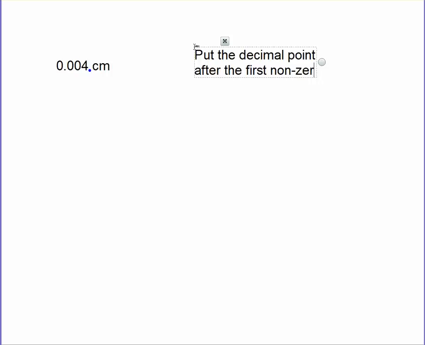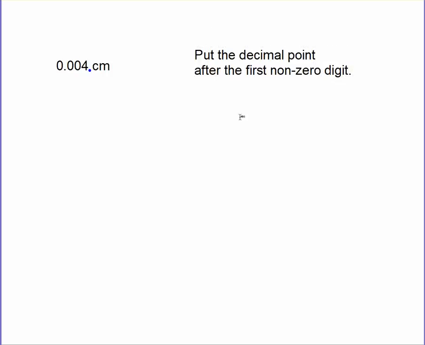Putting it here after the 4, because that's the first place where you have a number that's going to be between 1 and 10. Another little shortcut here is put the decimal point after the first non-zero digit, right?